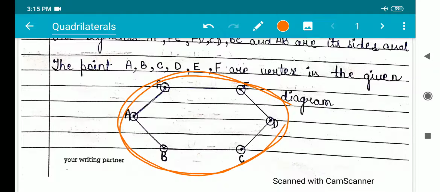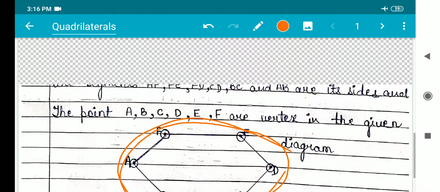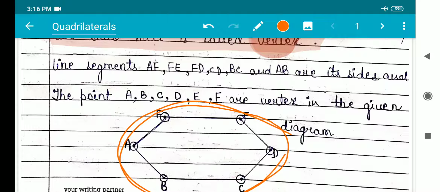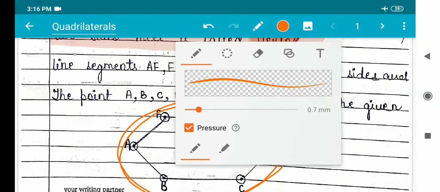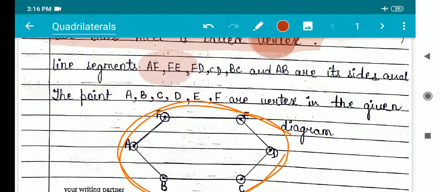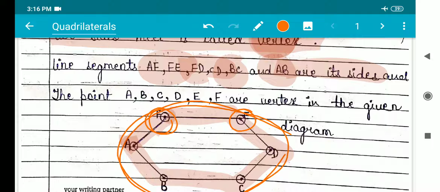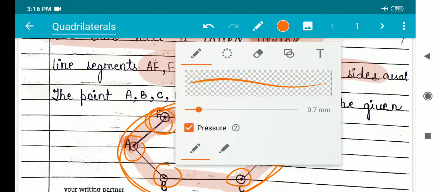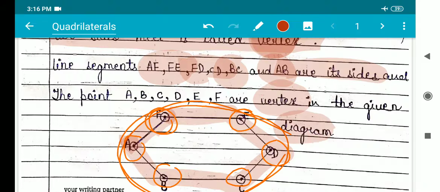In the given figure, as we can see, this is a polygon, and in this figure we can see that AF, FE, FD, BC, AB are its sides. These all are the sides of this polygon, whereas point F, point E, point D, point C, point B, and point A are the vertices of this diagram. So hope you have understood.